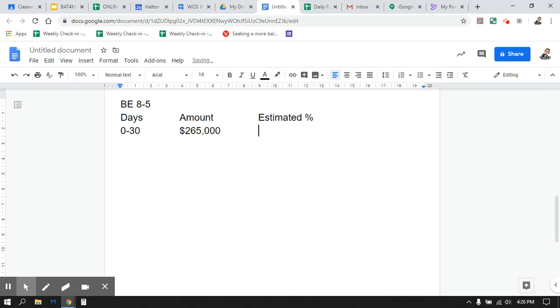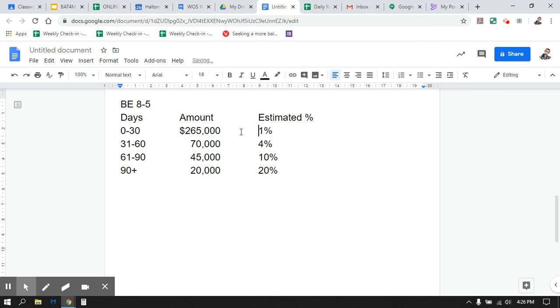They have a different estimated percentage for each amount. So in the 0 to 30 days, only 1% are expected to be uncollectible. Once it goes beyond the 30 days, of which they have 70,000, they expect a little bit more to be uncollectible, and that makes sense. The longer it goes unpaid, the more likely it is to become uncollectible, or the less likely it is we're going to collect it, however you want to say that. And then 90 days plus is 20,000. So this is the aging schedule that they give you in the book, and the process really doesn't change.